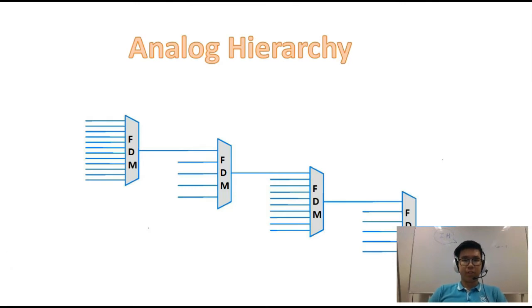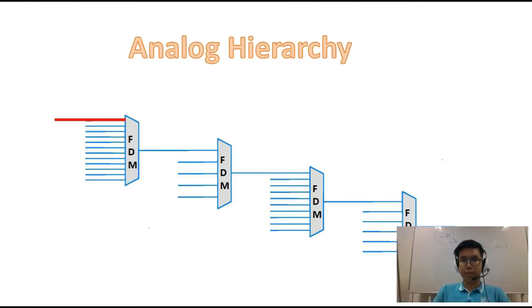Okay, the analog hierarchy, or hierarchy system, also uses FDM. Basically, the analog hierarchy is used by the telephone company to maximize the efficiency of their infrastructure by multiplexing the lower bandwidth onto the higher bandwidth. So I will show you an example of the flow of it.